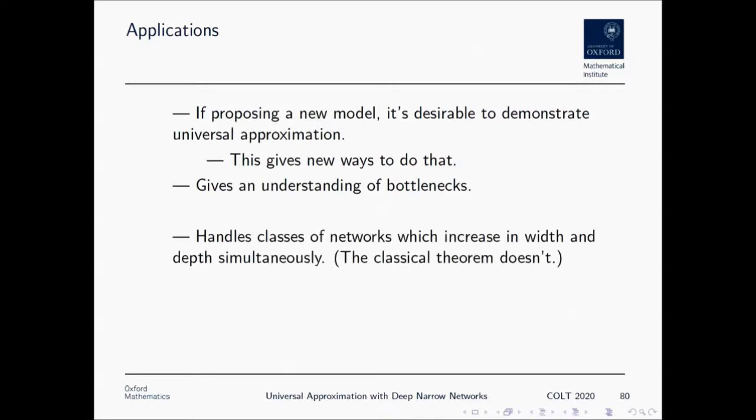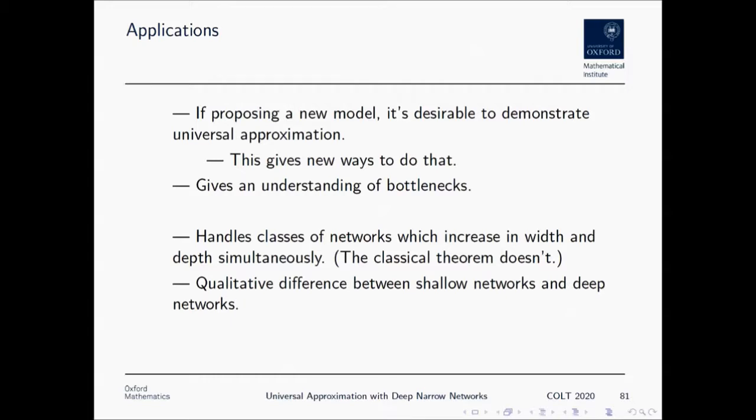On the more theoretical side, this statement of the theorem also allows us to handle classes of neural networks which increase in width and depth simultaneously, because we can just ignore the extra width. But the classical theorem doesn't apply here. The extra depth can end up messing with the width in undesirable ways. And then, as I've already said, there's this qualitative difference between shallow and deep.